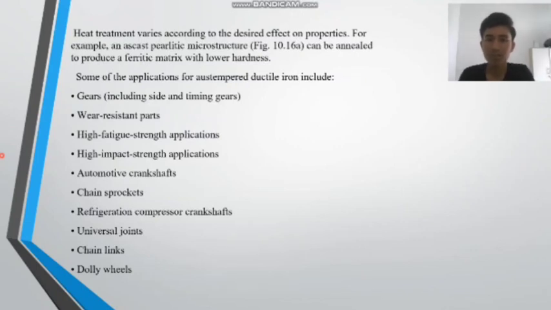Some of the applications for austempered ductile iron include gears, including side and timing gears, wear-resistant parts, high fatigue strength applications, high-impact strength applications, automotive crankshafts, chain sprockets, refrigeration compressor crankshafts, universal joints, chain links, dolly wheels. Next.